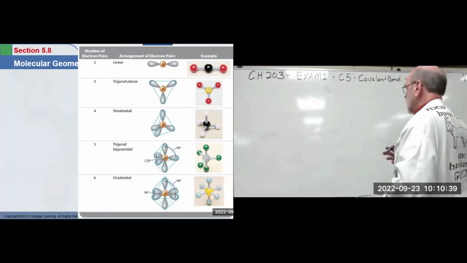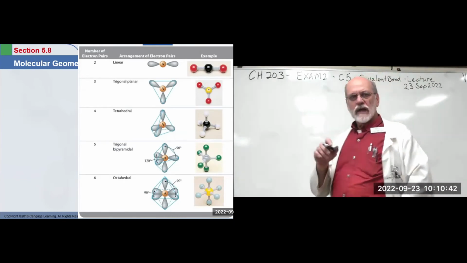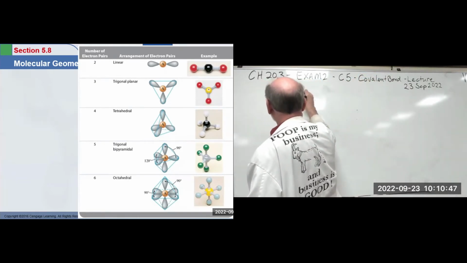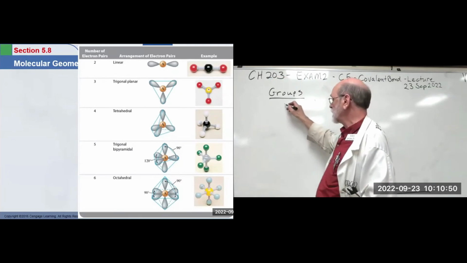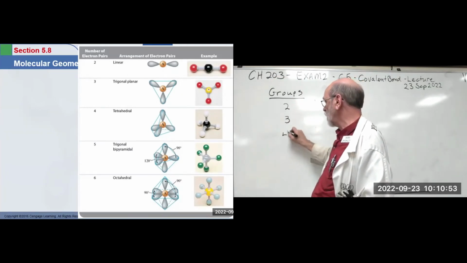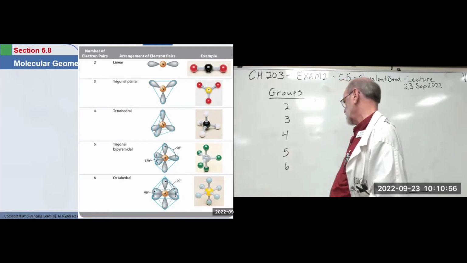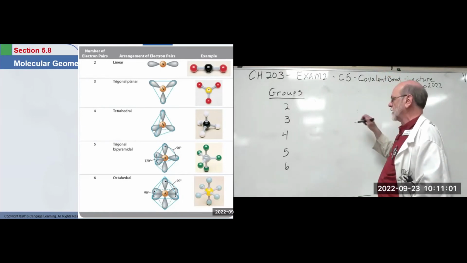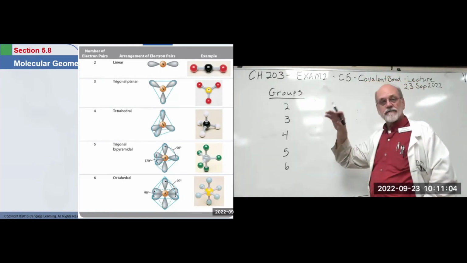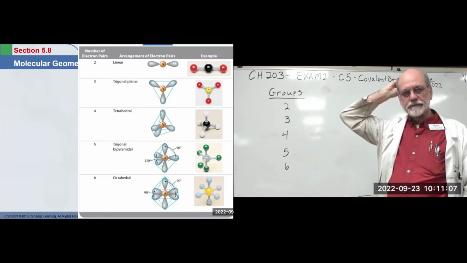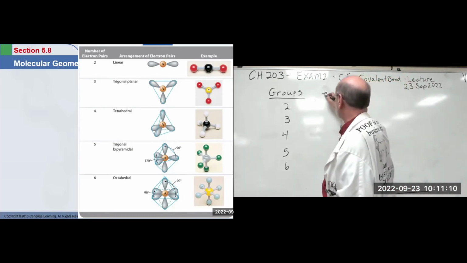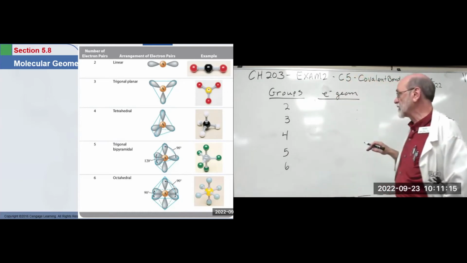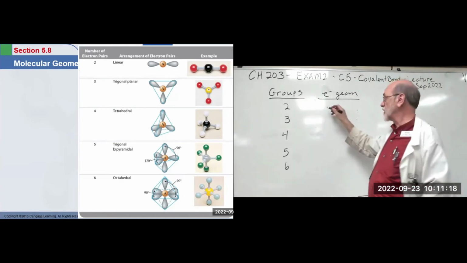All right. So you can draw yourself a chart and you can say the electron groups are over here. Right. So you can have 2 groups around a central atom. You can have 3, 4, 5, 6. I think that's as high as we're going to go. And then you can have the electronic geometry here. Okay, so if you have 2 groups around the central atom, it's going to be linear.